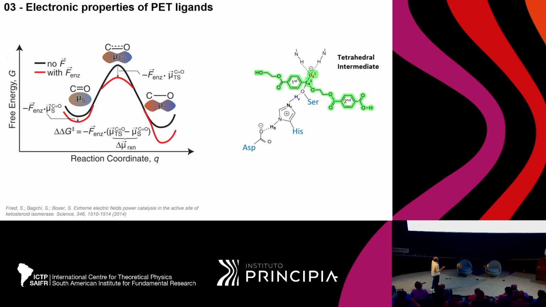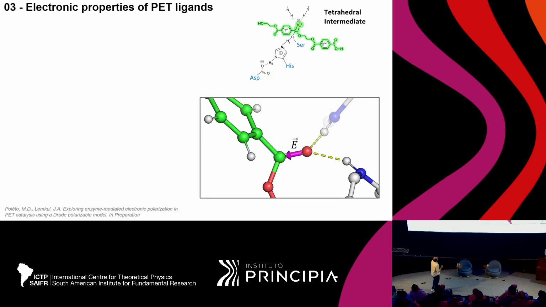The double bond is broken here. And the enzyme is trying to stabilize this transition state by exerting an electric field, which is the idea that has been studied by the Boxer group in Stanford, that an electric field that modulates the electronic density and helps stabilizing the transition state will also help to break some of those bonds and facilitate catalysis.